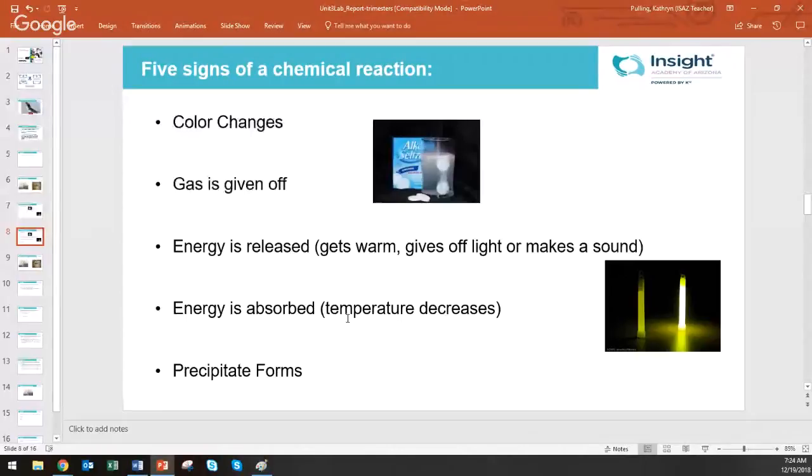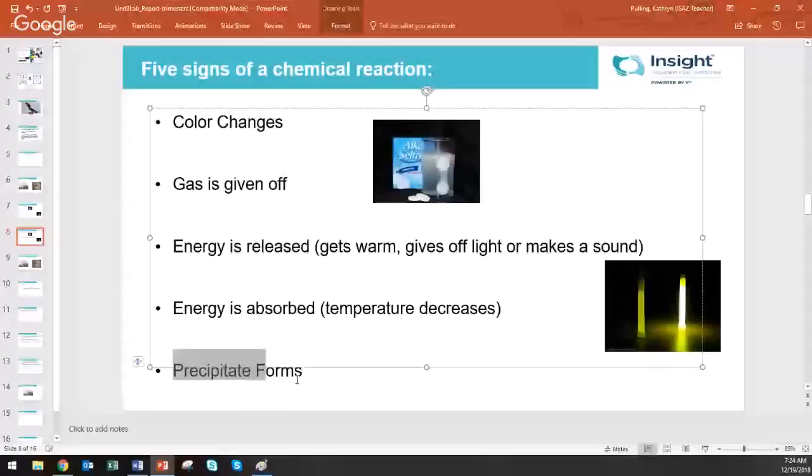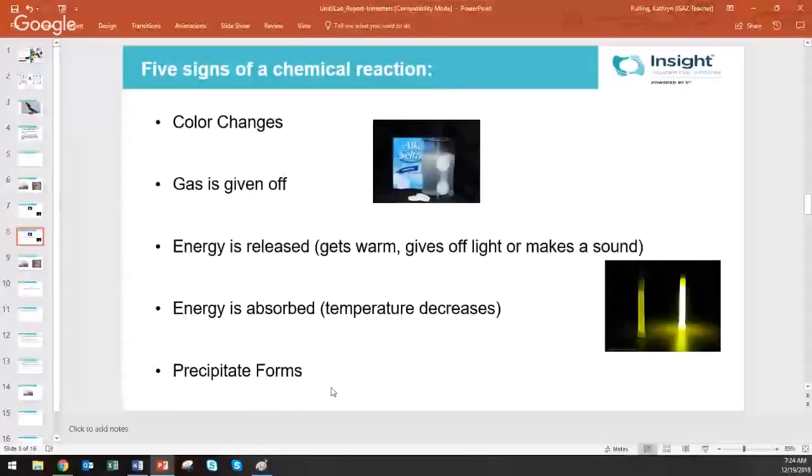A gas being given off, like with the Alka-Seltzer, where bubbles form. Energy being released, often noted with a temperature change, but it could also be giving off light. And the last one is a precipitate, which we actually see quite a bit in this lab. A precipitate is when you combine liquids and then this chunky solid forms.